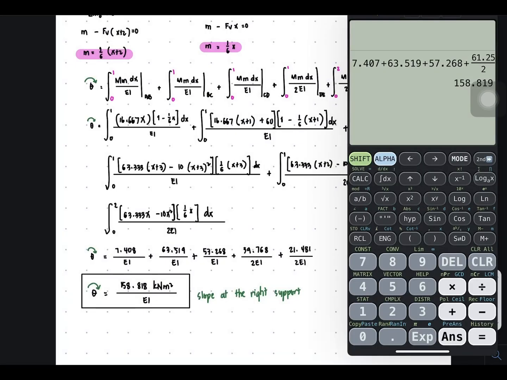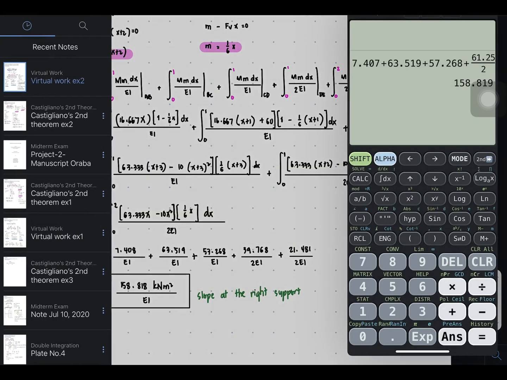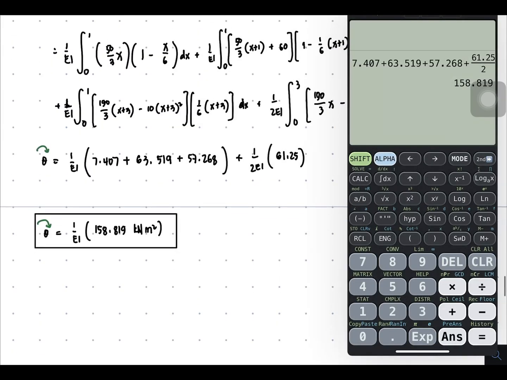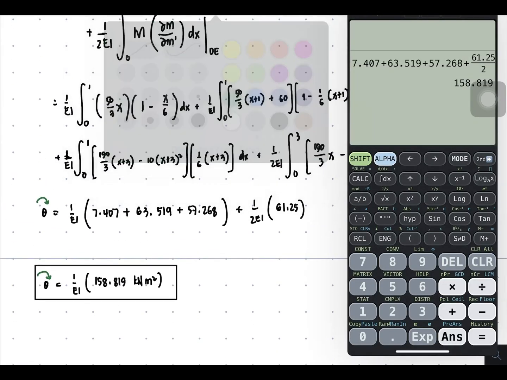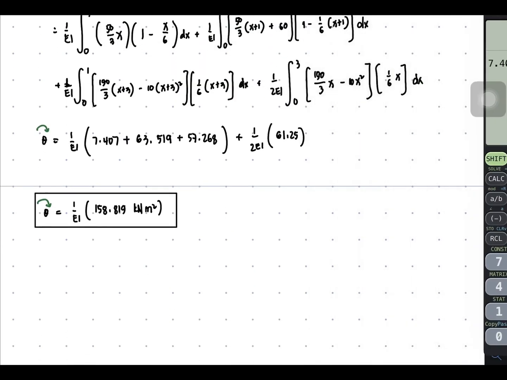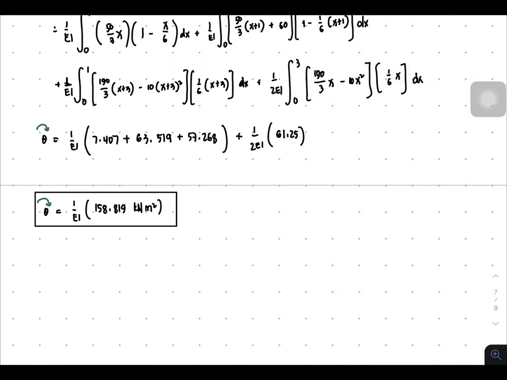So let's check if we got it correctly. 158.819. So it seems that we have the same answer from the previous method. So this is now our slope at the left support.